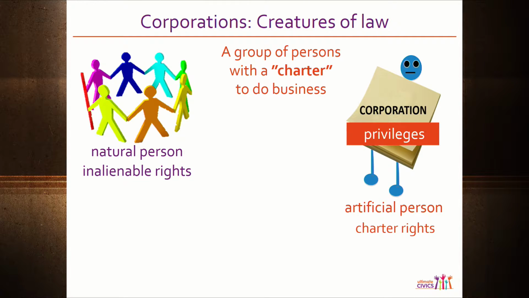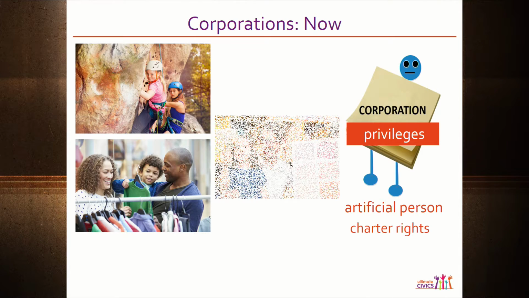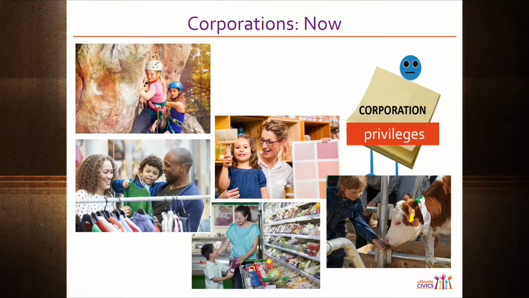Corporations are now the most common form of artificial person in our democracy. But this wasn't always so. For example, nonprofit corporations, such as maybe the Girl Scouts or 4-H Club in the upper and lower corners here of these photos, operate to provide services.